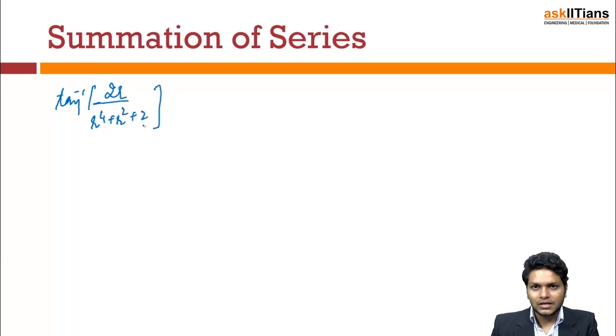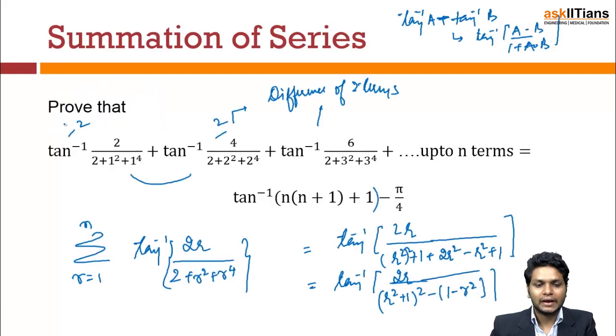See, these things are bound to happen with you. So when you are writing the general term, make yourself doubly sure whether we have written the right thing or not. So let's go back and see. If r is equal to 1, what will I get? 2 over 2 plus 1 square plus 1 to the power 4. Yes, it is. R is 2. 2 into 2 is 4. 2 plus 2 square plus 2 to the power 4. Yeah, we are going on the right pattern.